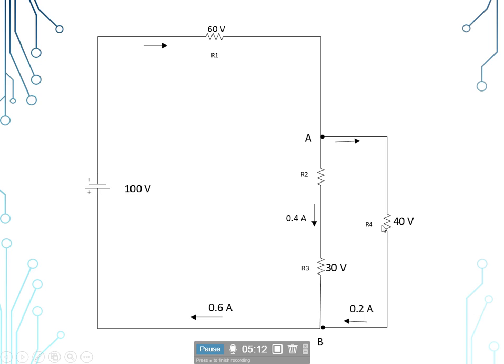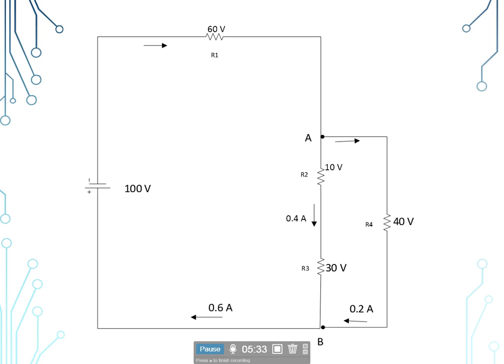Now then, knowing that our parallel circuit is at 40 volts, and this series string inside this other branch has 30 volts on R3, we can take the 40 volts and subtract the 30 volt drop on R3, and that would tell us we had a 10 volt drop on R2.